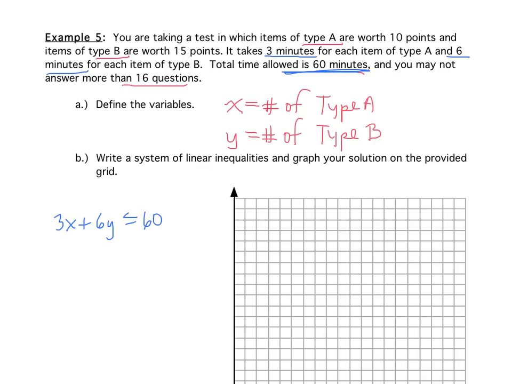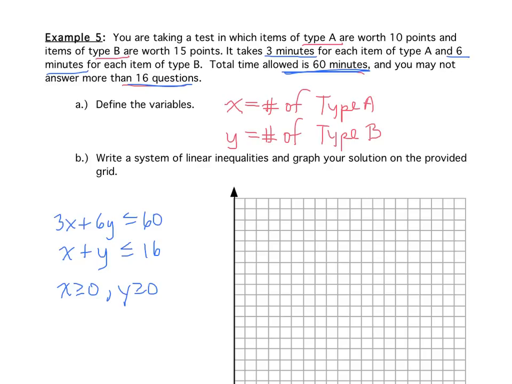For my number of questions, well, the number of type A questions plus the number of type B questions has to be less than or equal to 16 questions. Now there's some basic understanding that we have to have, and that is that even though it doesn't say it in the paragraph, you cannot have a negative amount of questions on a test, so x has to be greater than or equal to 0, and y also has to be greater than or equal to 0. And you can see when we take a look at our graph here that it is only in the first quadrant, and there's a reason for that, and that is that you can't have a negative amount of questions.